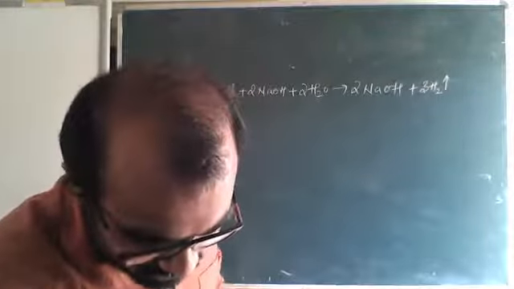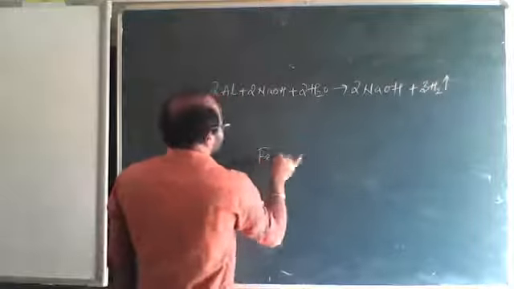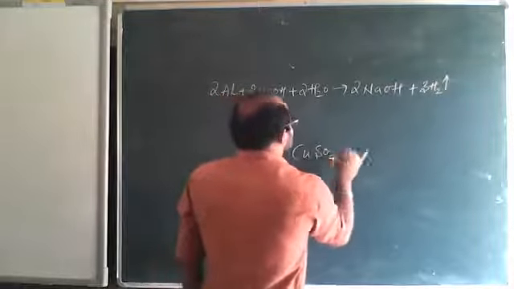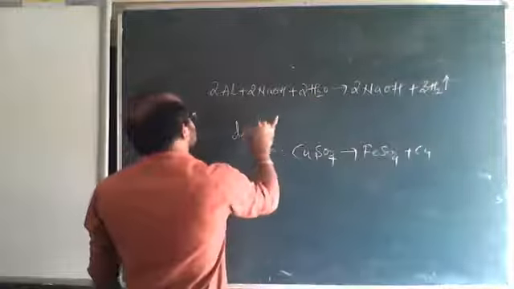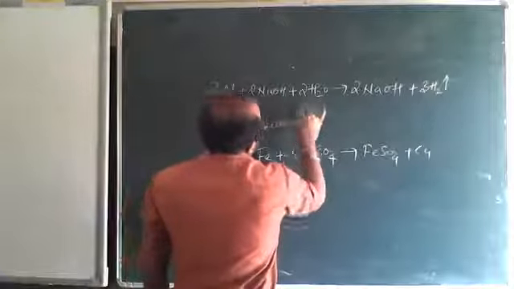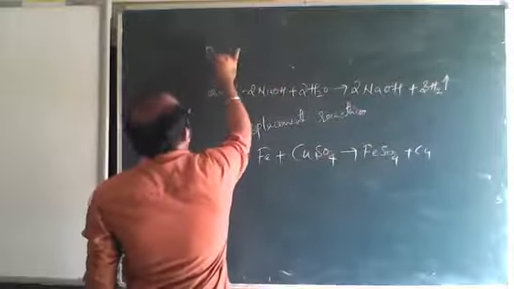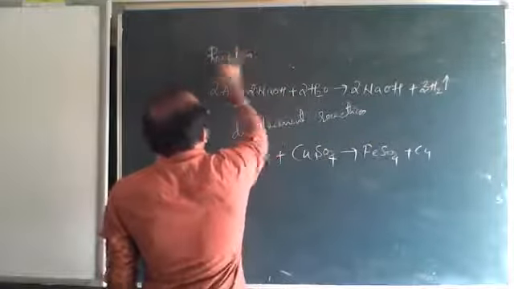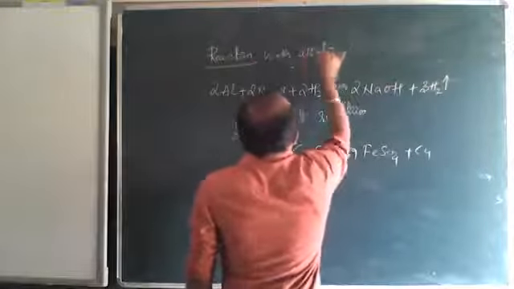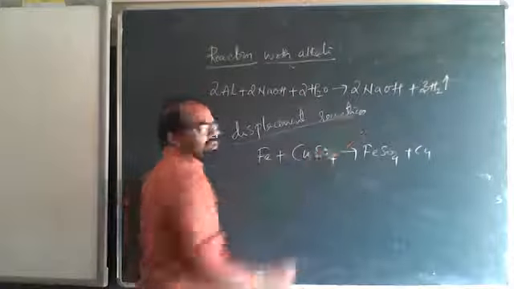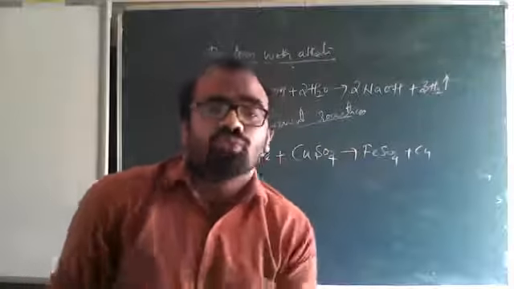Another one is displacement reaction. Fe plus CuSO4 is equal to FeSO4 plus Cu. We will call this a displacement reaction. And this one is reaction with alkali, those all are metals reactions. So these two we will learn properly. I hope you all are clear.